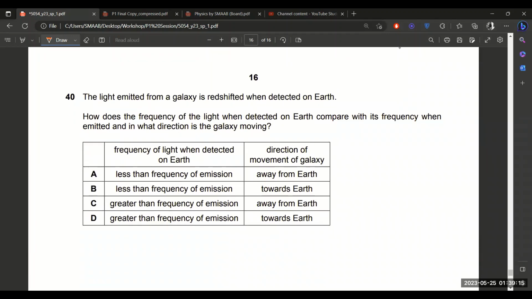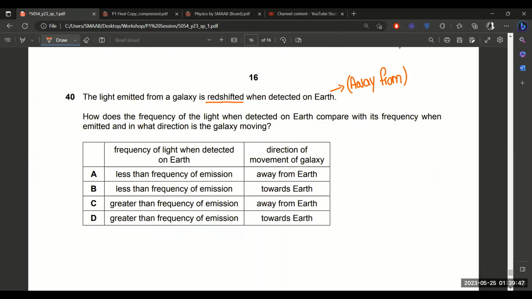Okay, the last question is related to red shift and blue shift. The Big Bang Theory, the light emitted from a galaxy is red shifted. Red shift is when a galaxy is moving away from your planet or some other galaxy. So basically, the galaxy is moving away from Earth, because we know the concept of redshift. We already studied in space physics. When we are moving away from the planet, the galaxy is going to be redshifted.